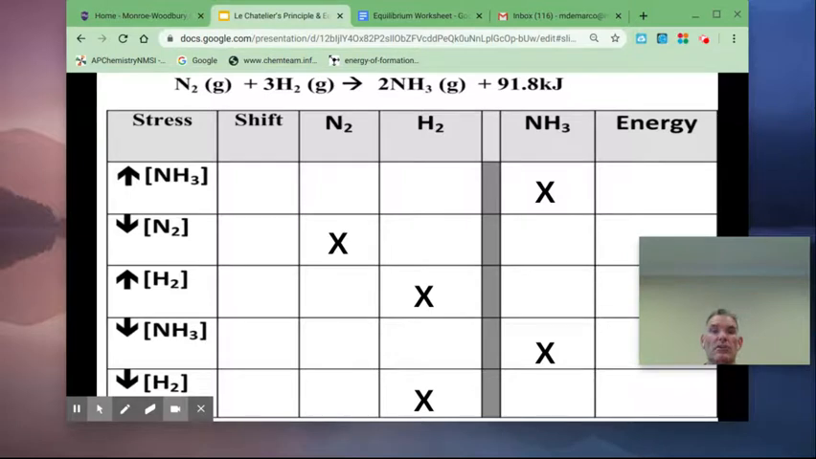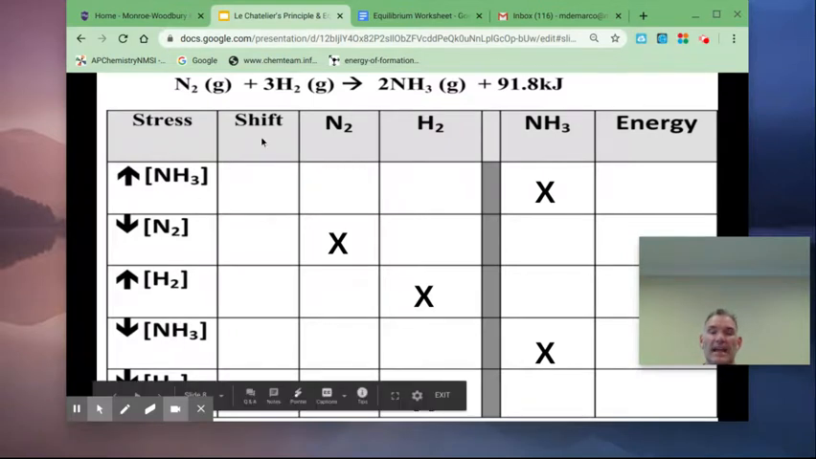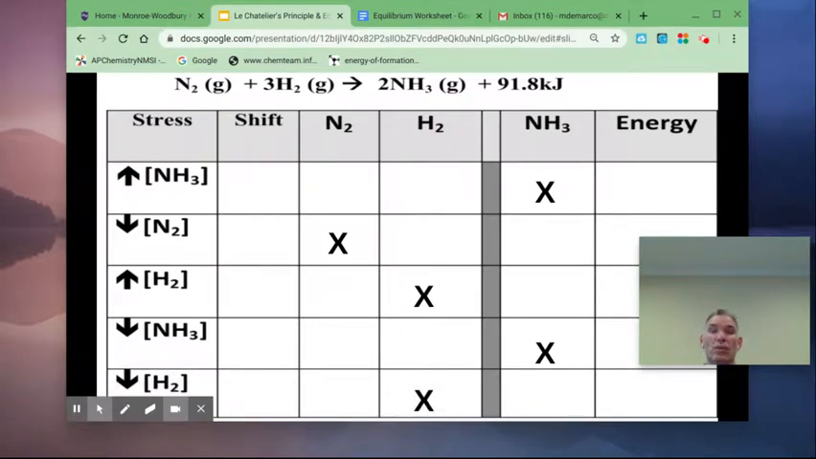Okay. Notice my chart. I have what the question's going to be, what I'm going to stress. I have what I need to find out, what the shift is going to be. And then I have my reactants, and then I have my products. Because I want to know, if I do this to the reaction, which way will it go, and how do the concentrations of these things change?